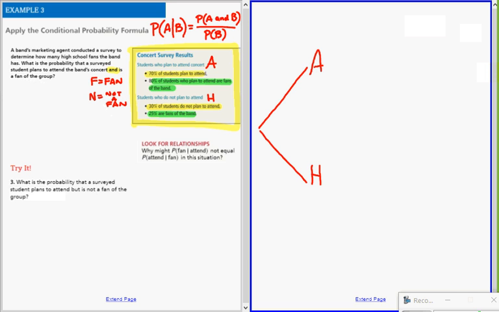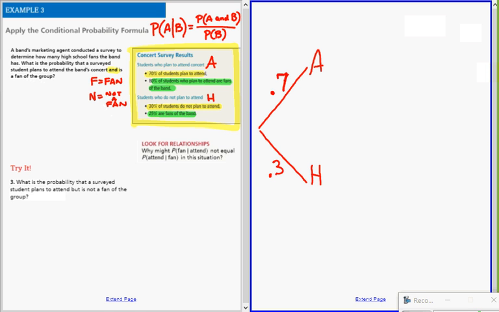Okay? So again, the A stands for attending, the H stands for staying home. Along the 2 branches, you put the probability of each of those things happening. So 0.7, or 70% of the students who were surveyed are going to this concert. Pretty big, must be a pretty popular band, whereas 30% not attending. All right?